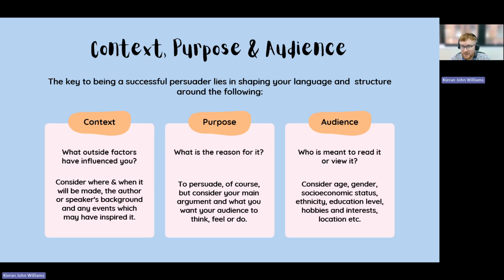Also, consider the audience. This is crucial, this point. Think about who you're addressing. Consider their age, their background, culture, interests, and values. The language you'd use for a group of teenagers will be very different from the language you would use for a professional conference. Now, by carefully adapting to these three factors, your message becomes sharper and more effective for the audience.